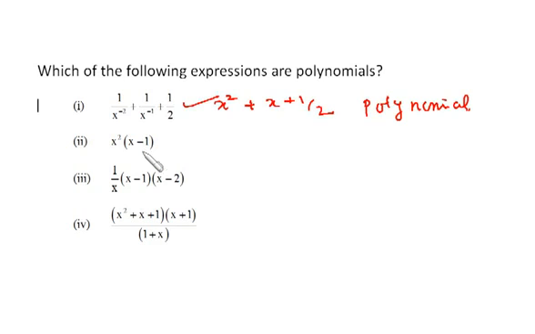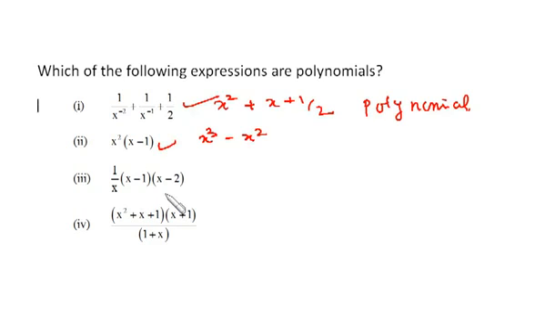Okay. Now in this case it is x square into x minus 1. Suppose we expand it, it is x cube minus x square. Further, the variables are having positive powers, or we can say non-negative integral exponents. So further it will also be a polynomial.